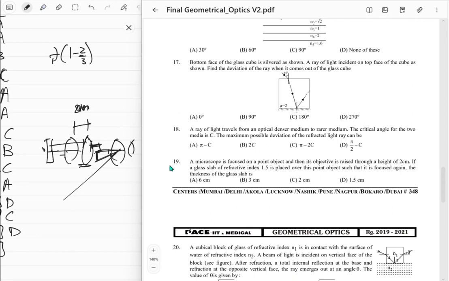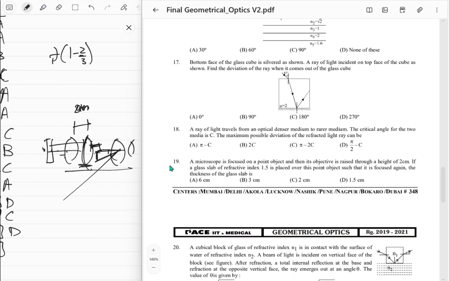Wait, I think what's happening is that not just the objective, the whole setup is now shifted. Is that correct? I don't know. Just the objective is raised, but does that raise the eyepiece or not? I think it should, because only then can you actually solve this question.